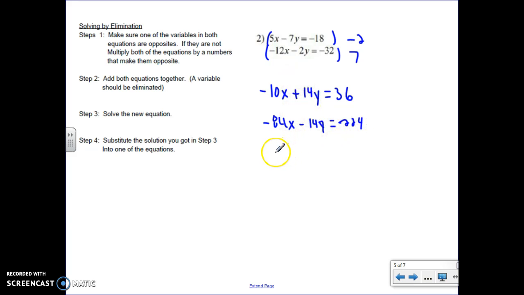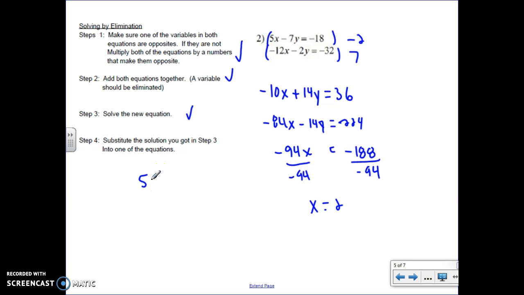So if I add down, I get negative 94x equals negative 188. Okay, so I've gotten both of these steps done. Now we're going to solve our new equation by dividing by negative 94. And I get x to be positive 2. Okay, so those steps are done. Now I'm going to plug x equals 2 into one of these two equations. Doesn't matter which one. So I'm going to do 5 times 2 minus 7y equals negative 18.